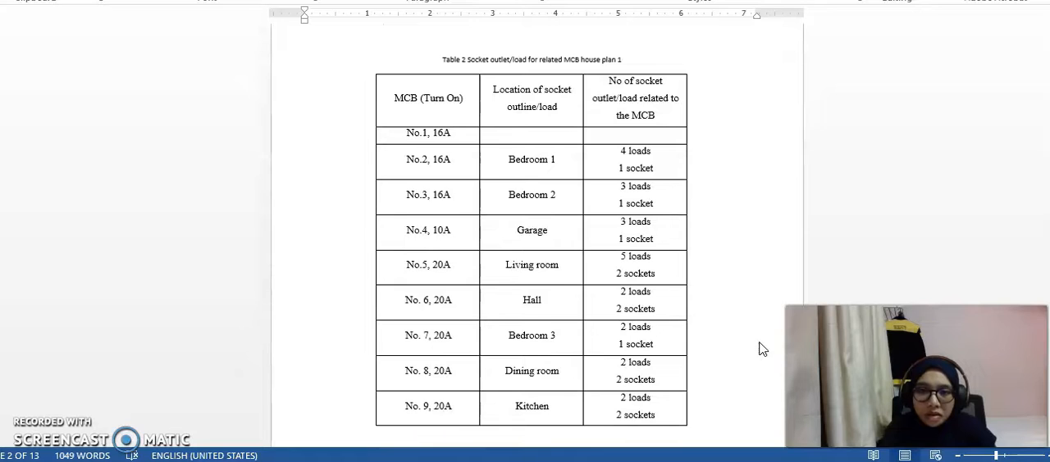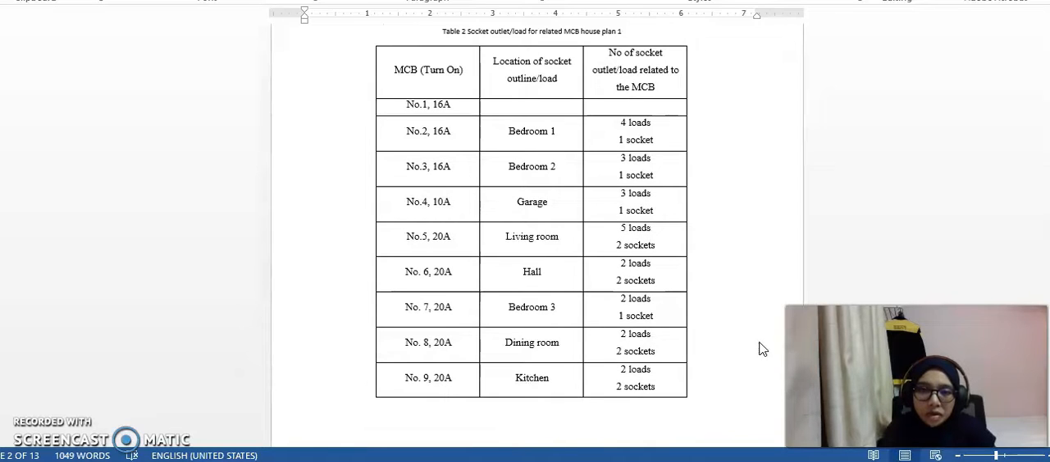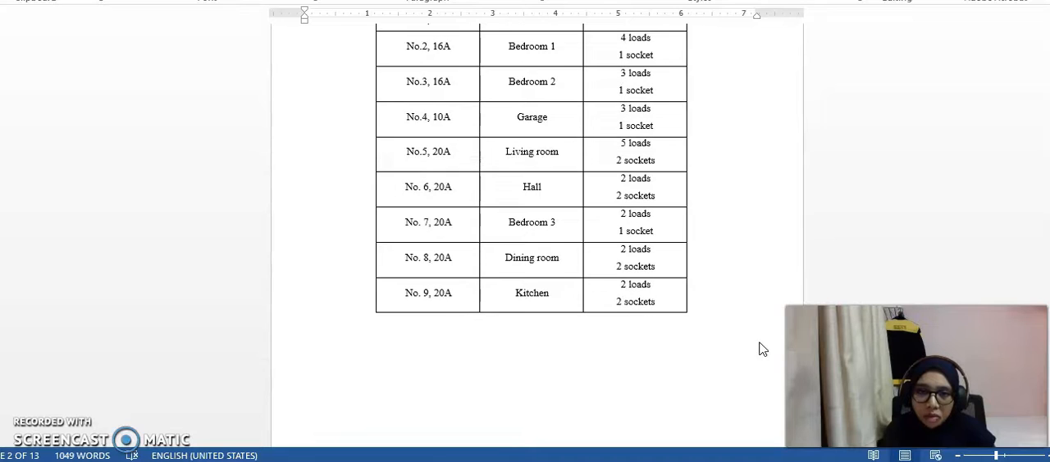So next, this is the table for the socket outlet and the load that is related to the MCB. So this is the list of the loads and socket for bedroom number 1, bedroom number 2, garage, living room, hall, bedroom number 3, dining room and kitchen.